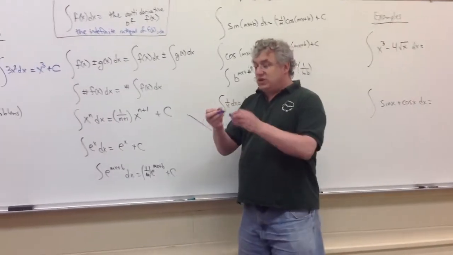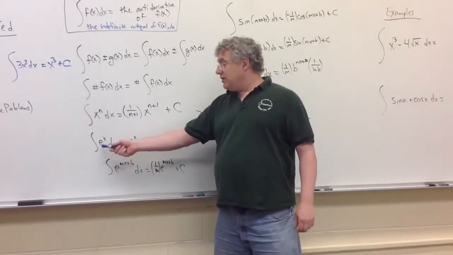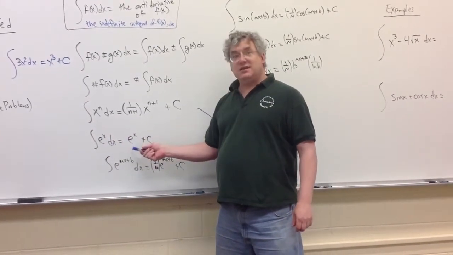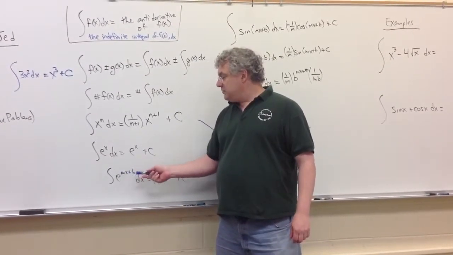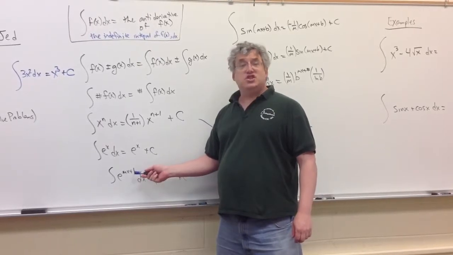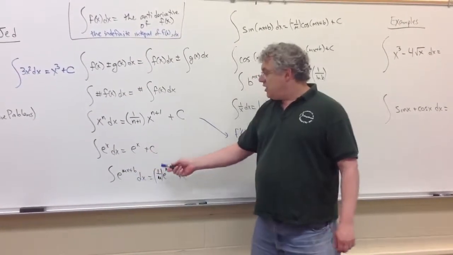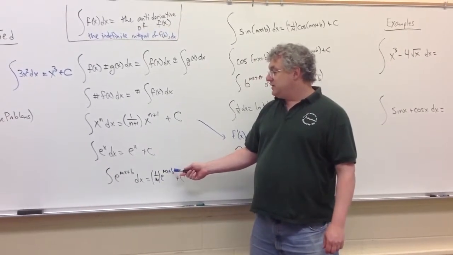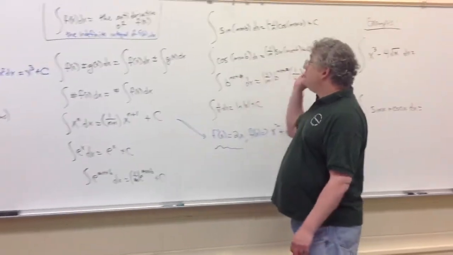A couple more. Since we know these with actual derivatives, we're just going backwards. The integral of e to the x dx is just e to the x. Since it's indefinite, it's plus c. If I put an mx plus b up here, instead, there's a chain rule involved, but it's simple enough we can just do it by brute force. It's 1 over m times e to the mx plus b. Plus c, of course.